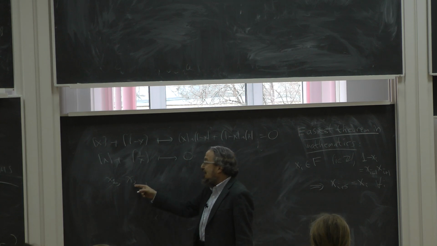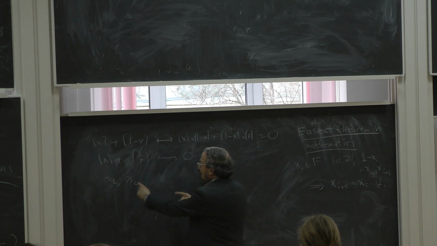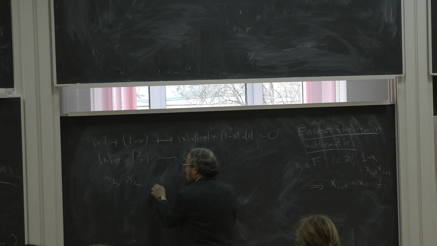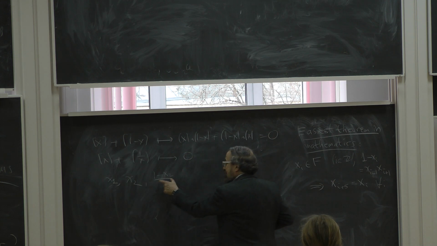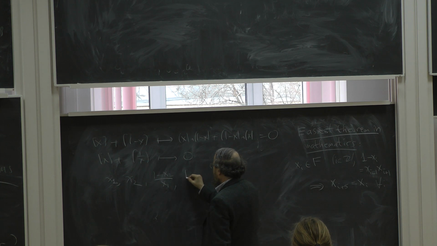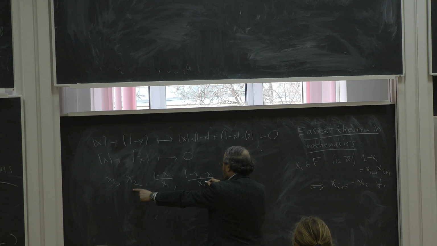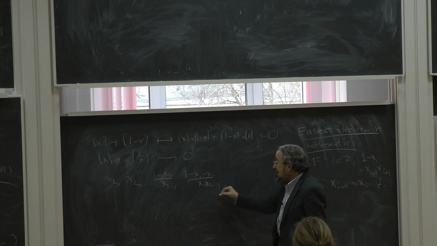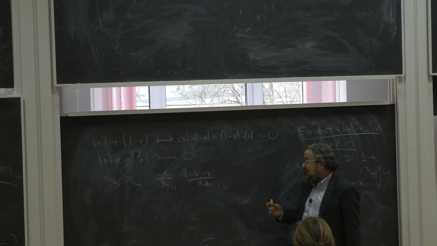Because you start with x1, x2, then the next one is 1 minus x2, divided by x1, and the next one is 1 minus x2 over x1 times... Now the next one is 1 minus this divided by x2. So it's becoming more complicated. 1 minus this is that, I divide by x2, it's that. But now a miracle happens. The next term becomes less complicated.